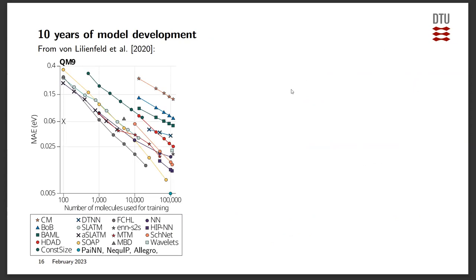So this is a paper from 2 years ago where Lilienfeld has summarized some of the models that are out there. When we evaluate models, we often plot them in this log-log plot with the number of training examples on the x-axis and the error on the test set on the y-axis. If everything works correctly, this should usually be a straight line, and you want to be as close as you can in this direction.